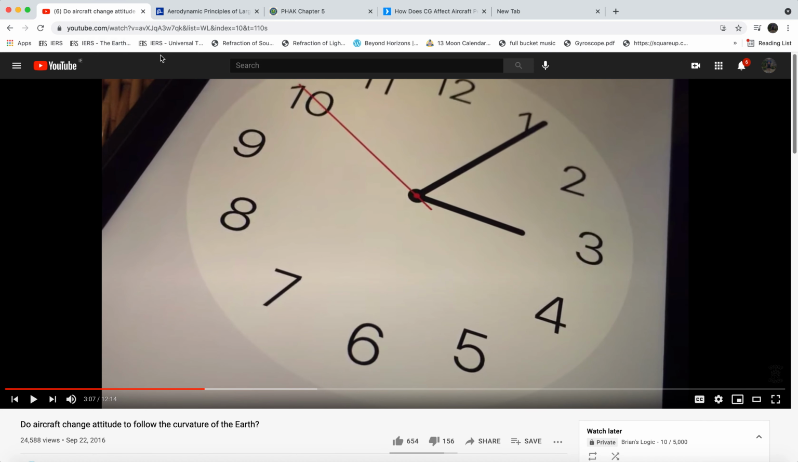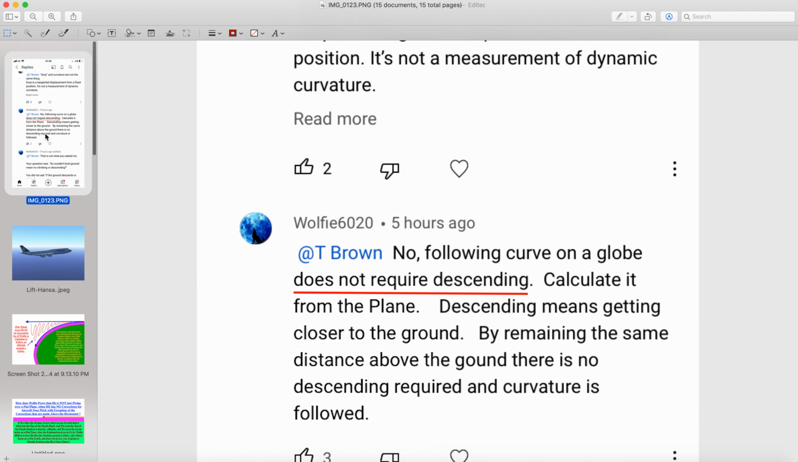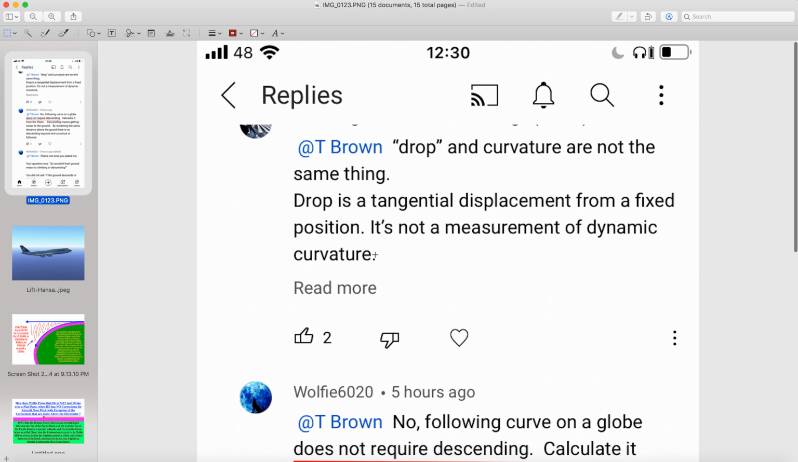Anyway, so we know his claim, right? That's his claim. So I'm just going to go to here a second. Here he is recently commenting to someone else on my video. This man, at T Brown, I presume he's a flat earther, said: Drop and curvature are not the same thing. Drop is a tangential displacement from a fixed position. It's not a measurement of dynamic curvature.